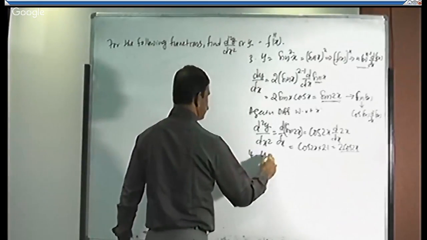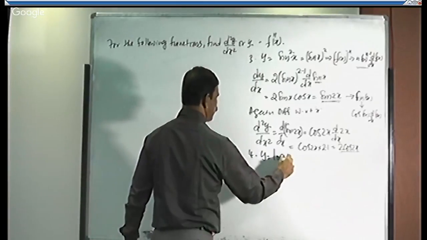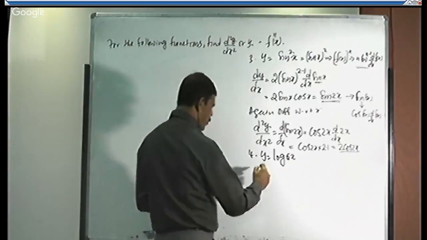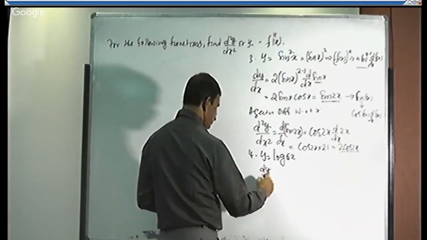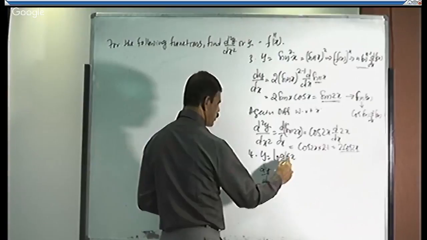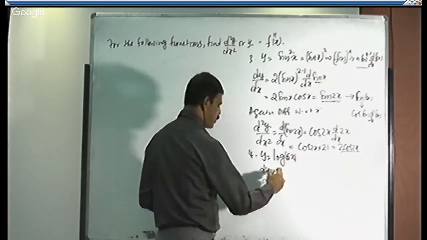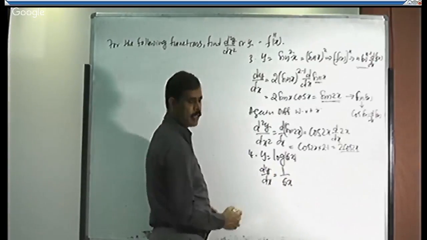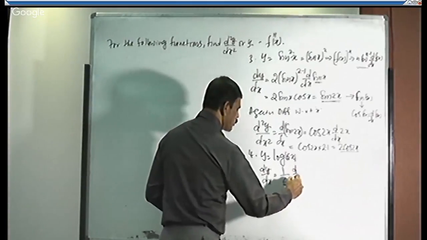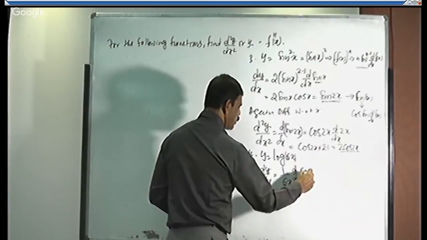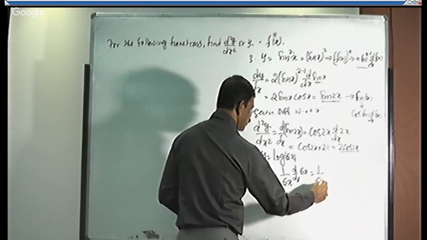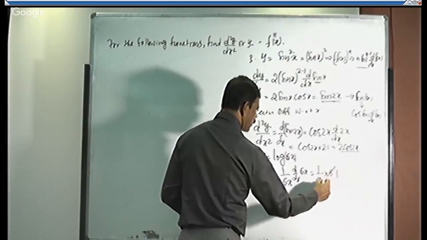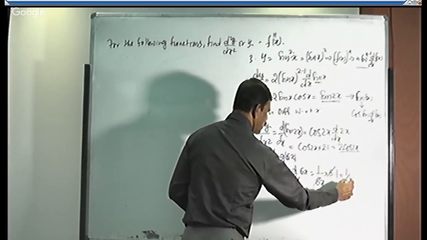Fourth one, y is equal to log of 5x. Get second order derivative. dy by dx is equal to differentiation of log function. It is treated as what? Log function. For log x, it is 1 by x. For log function, it is 1 by function into d by dx of function. Right? This is 1 by 5x into differentiation of 5x is what? 5 into 1. 5 get cancelled. What is remaining? 1 by x.